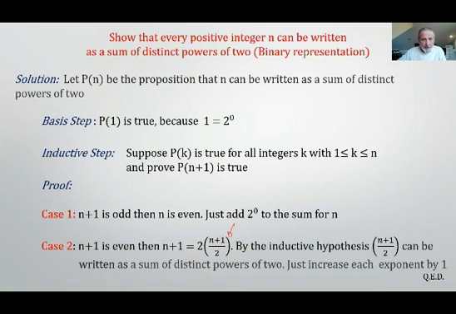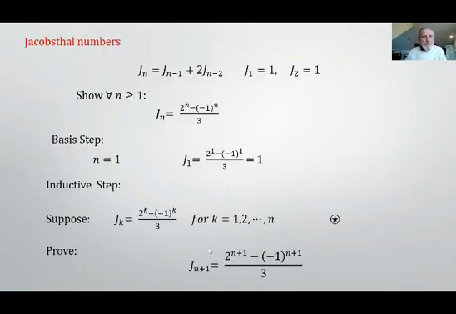Now, we know from the inductive hypothesis that I can write this as a sum of distinct powers of 2. Then all I have to do is take each term, each exponent, and increase each exponent by 1, and we get the answer because I'm multiplying it by 2.